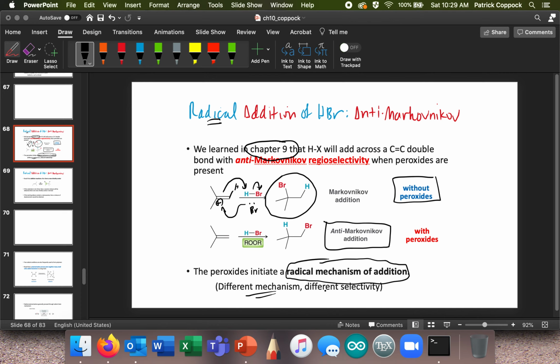We're not going to go through that. But since it has a different mechanism, it's got different selectivity. So I think the big take home for this section is to memorize that reaction. Let's go on to the next slide.